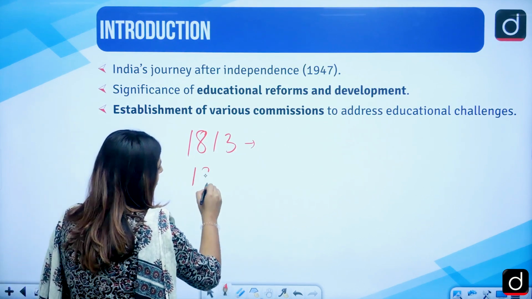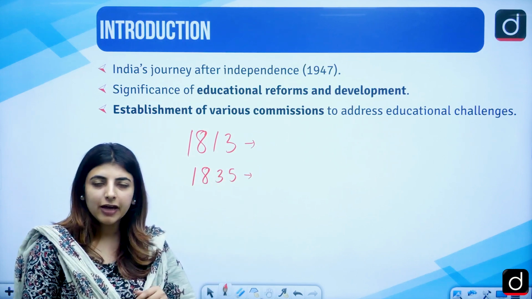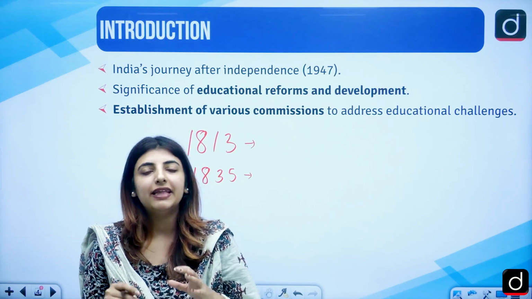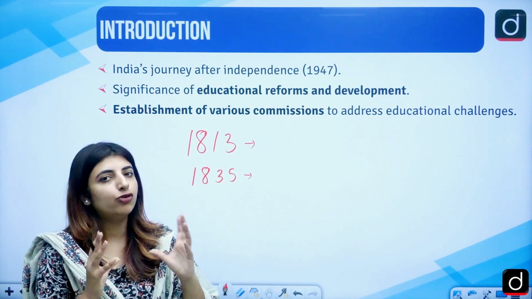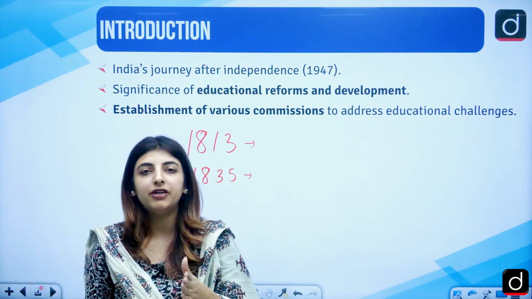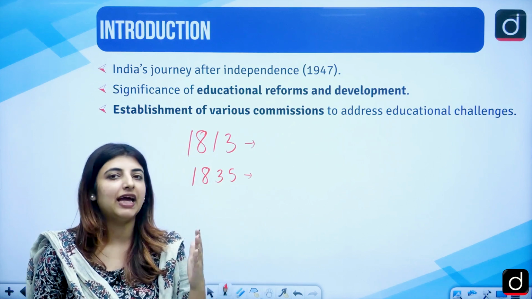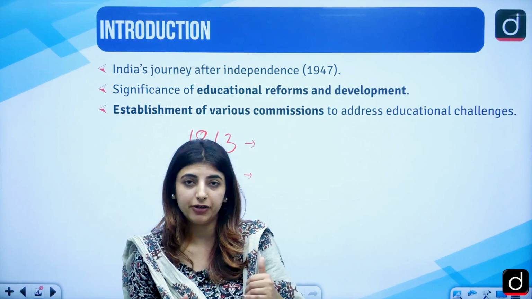Then we talked about Macaulay's Minute, which was introduced in 1835, in which he told us that yes, we want to produce a class of Indians by blood and color, who should be Indian like the way they look, but they should have British opinions, tastes, and mannerisms, and they should be working according to the British. Correct?